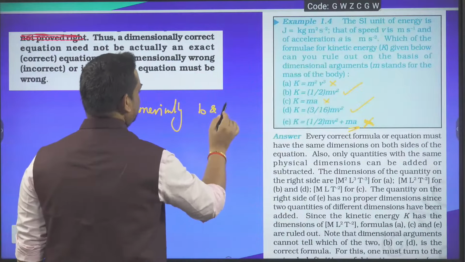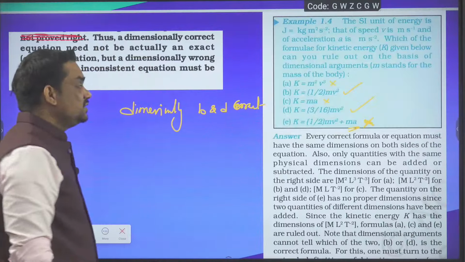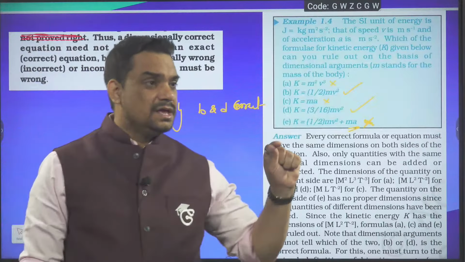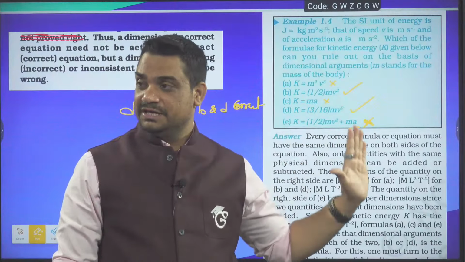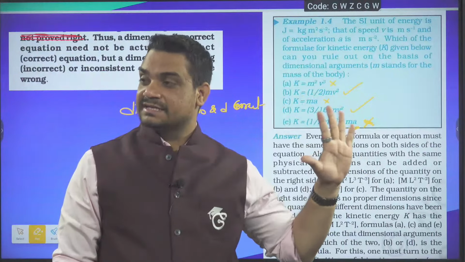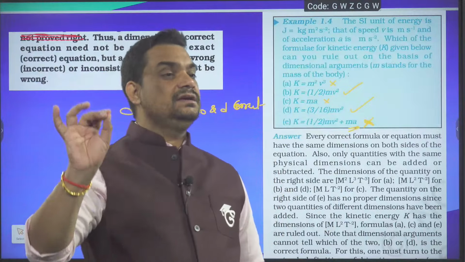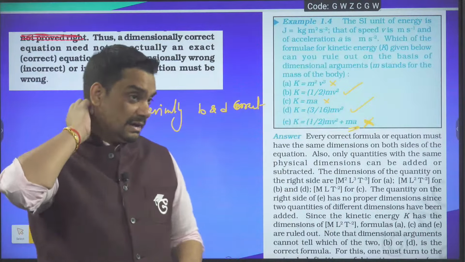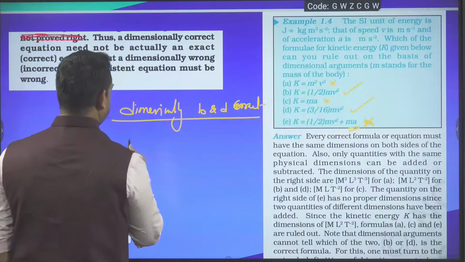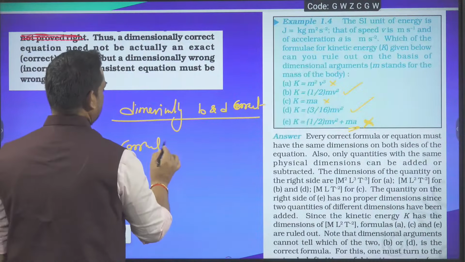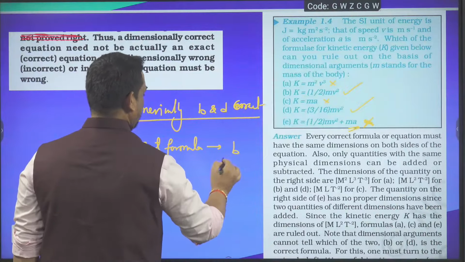B and D are correct. But if I have to ask which one is actually the correct answer out of B and D, which one is actually correct? They have given these four options. They are asking which ones are dimensionally correct. B and D are dimensionally correct. But which one is the correct formula? We can see dimensionally both options are correct, but if I want to choose the correct formula, then we can say the correct formula here becomes B.